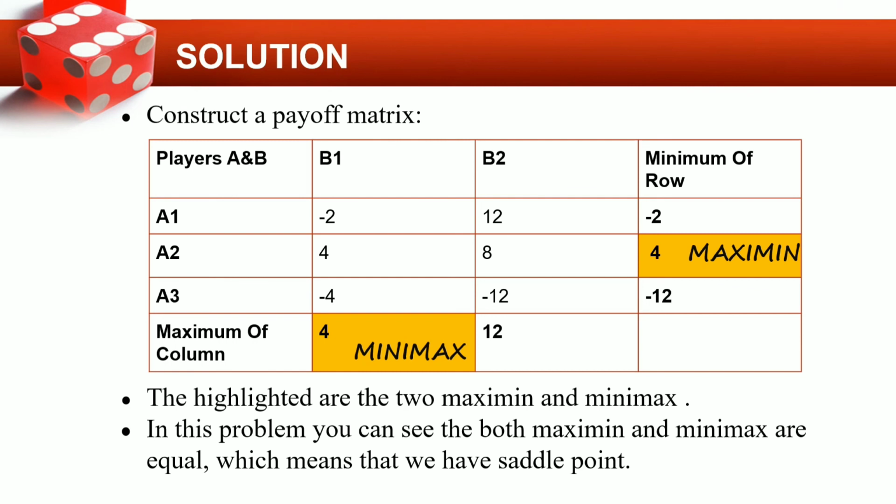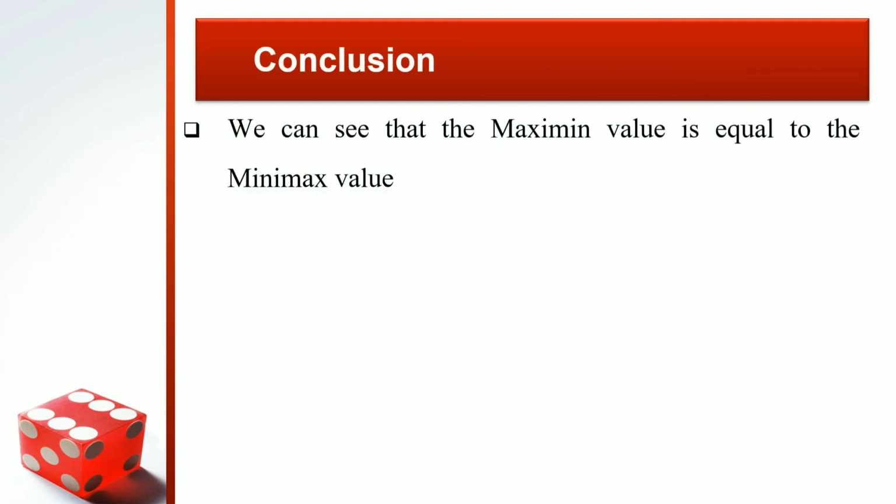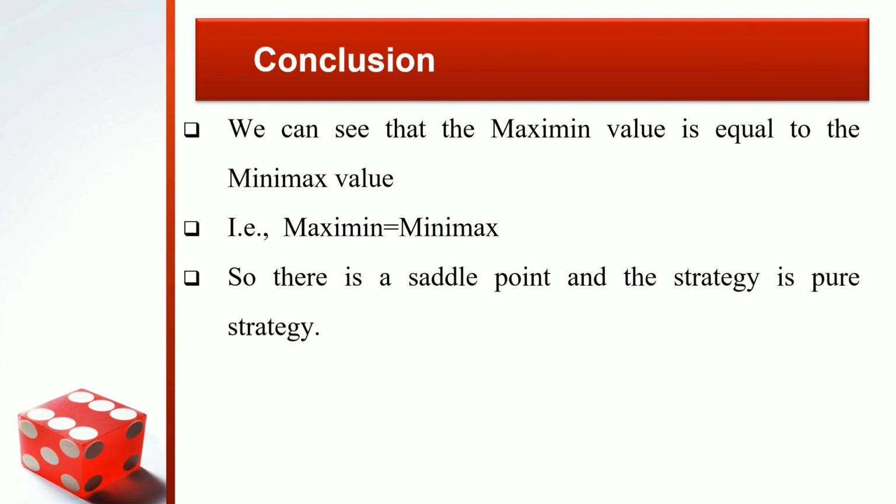As we know, a saddle point is also known as the value of the game. So the value of the game is also 4. So this is how we reach the final solution. Now, let's conclude the solution. We can see that the maximin value is equal to the minimax value. So there is a saddle point and the strategy is known as pure strategy.